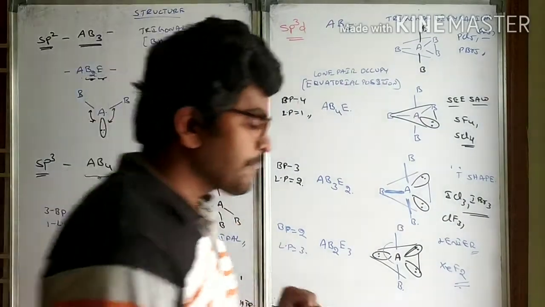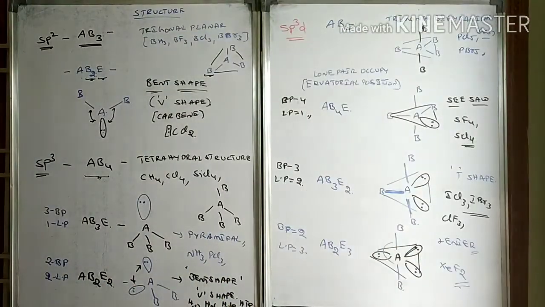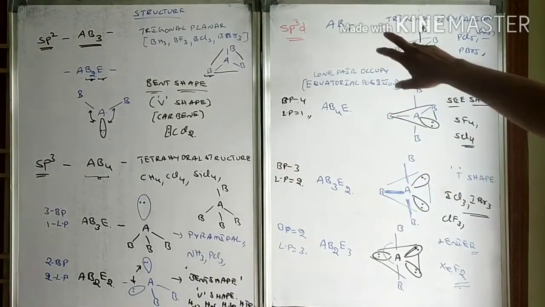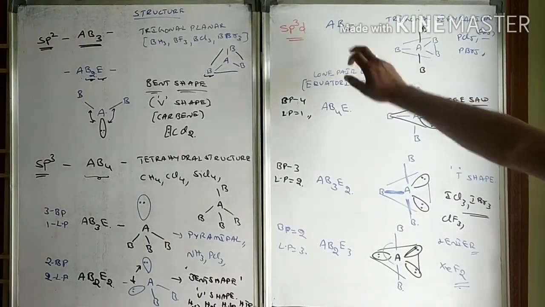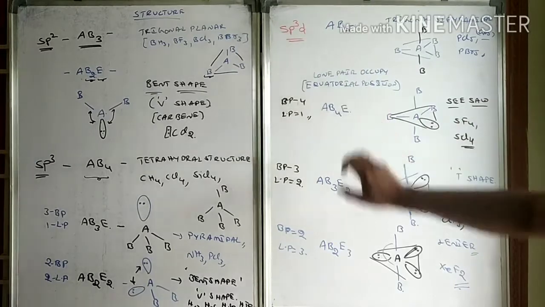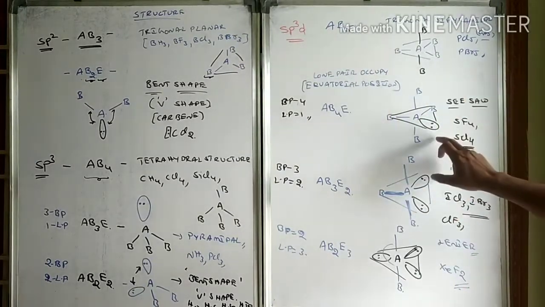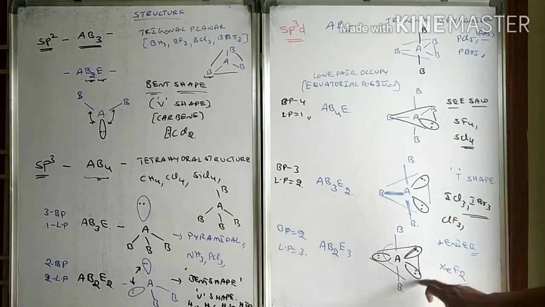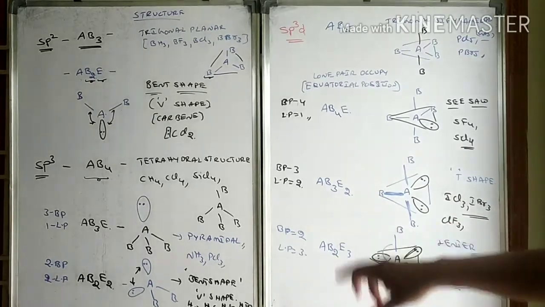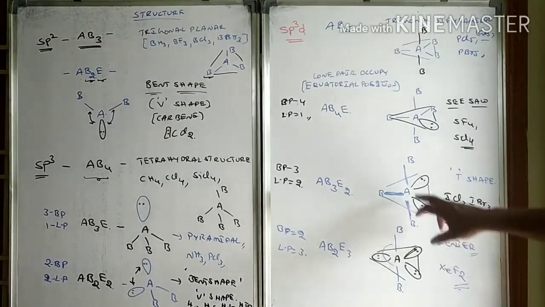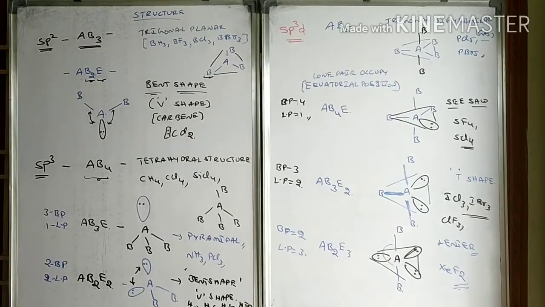So like this, with sp3d hybridization, whenever we are replacing every bond pair with a lone pair, it will be occupying the equatorial positions, and gradually they will occupy all possible equatorial positions and they will be producing the different structures.